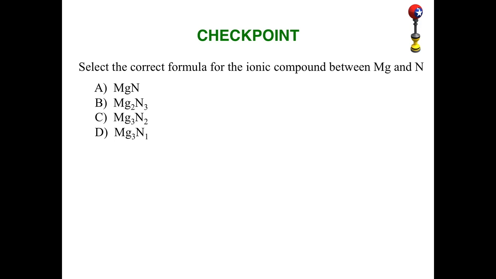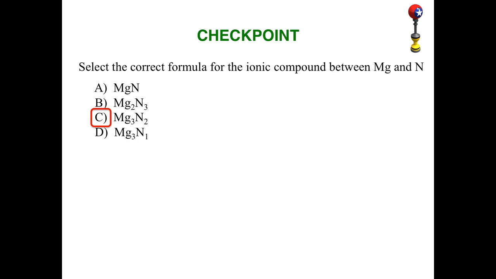All right, so hopefully you recognized that magnesium will be a positive 2 cation and nitrogen will be a negative 3 anion. So in order for them to be charge neutral, they will have a ratio of 3 to 2. So you would write it as Mg3N2.